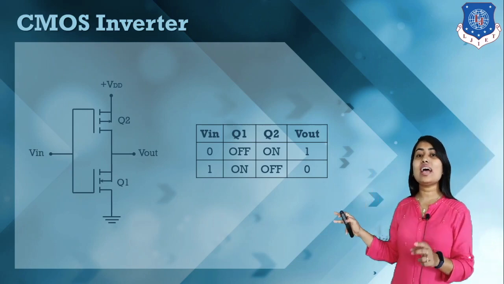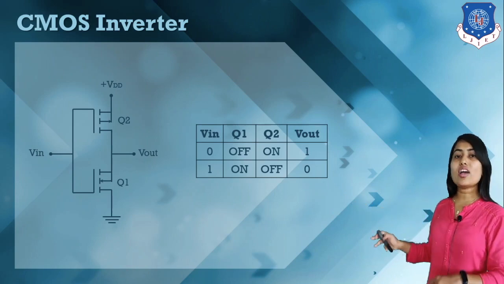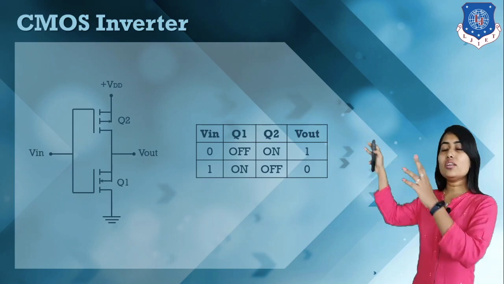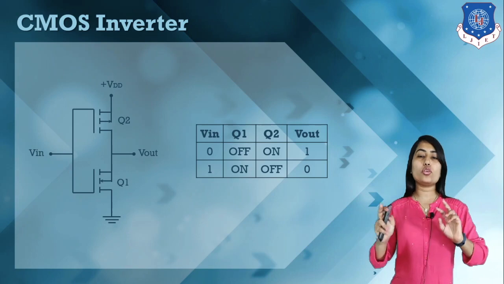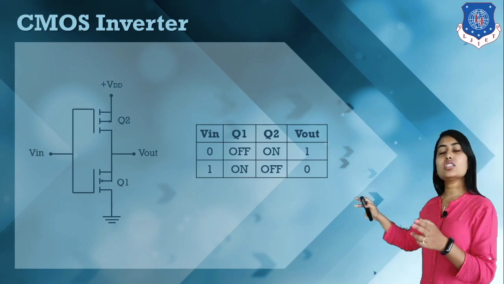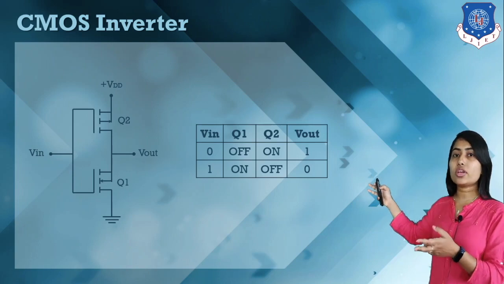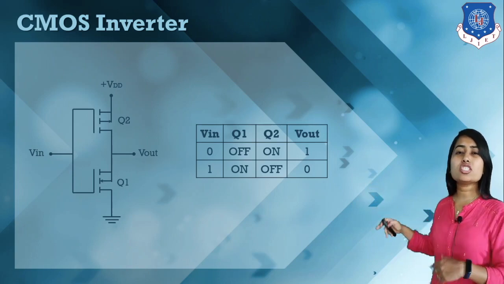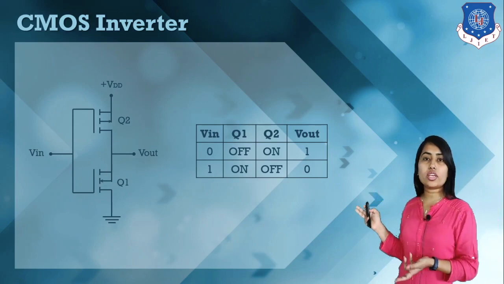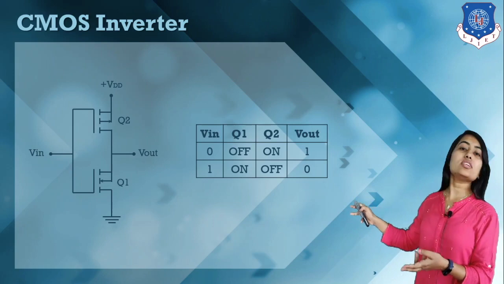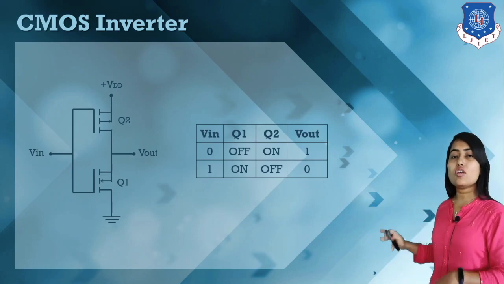Whenever we have Vin equal to 0, this Q1 is off and this Q2 is on. Here on and off basically work like switch on, switch off. Q2 is on because these are exactly opposite of each other. As one is on, the other is off. So whenever Vin is equal to 0, Q1 is off, Q2 is on.